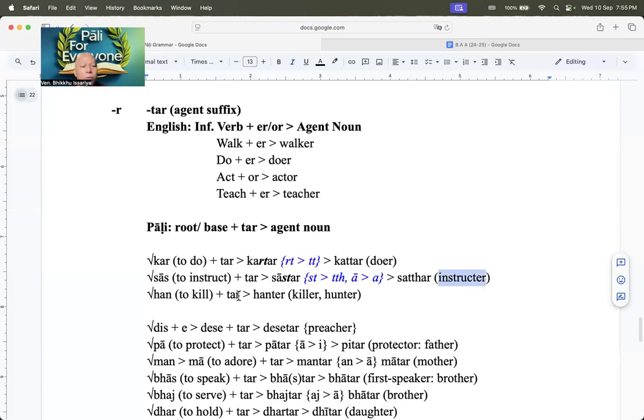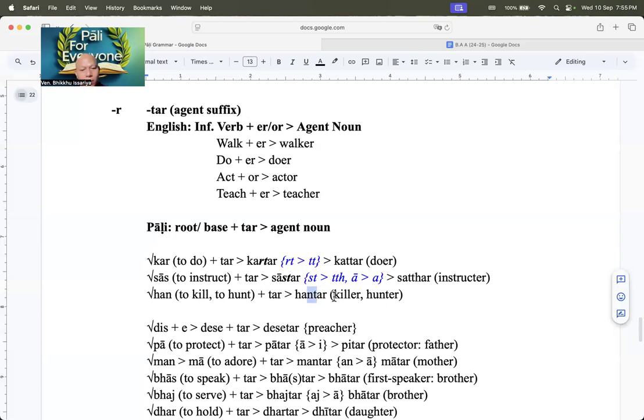So the root han means to kill, or maybe to hunt also. In Pali, the suffix tar is added, but this actually should be hantar. So this na and da can be used like gachanda or gachandi. That is why we don't need to change anything.